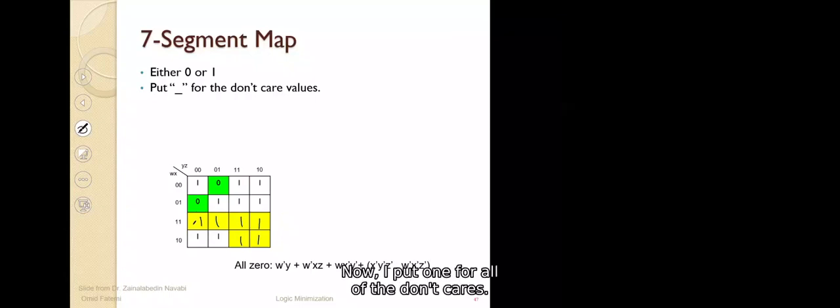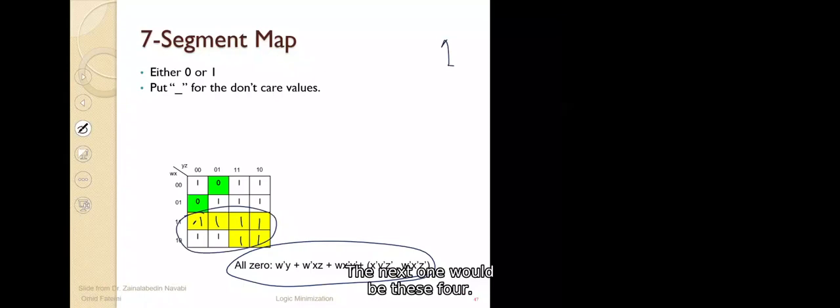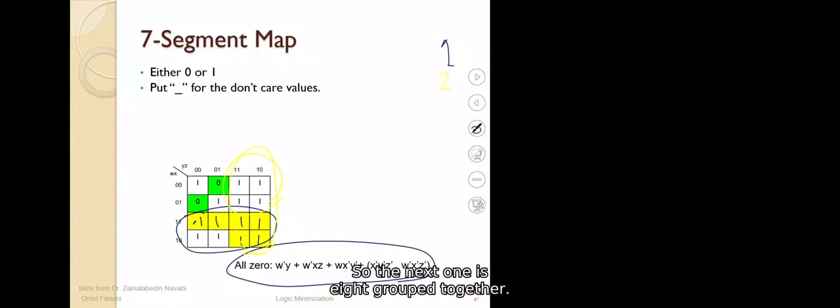Now I put 1 for all of the don't cares. First I put 0, we calculated, and it was the result. Now I put 1 for all of them. Okay, if I put 1 for all of them, we have better groups. The first group is this one, number 1. The next one could be these 4. These 4 together. Oh, this 8. Why this 4? This 8. So the next one is 8 group together.